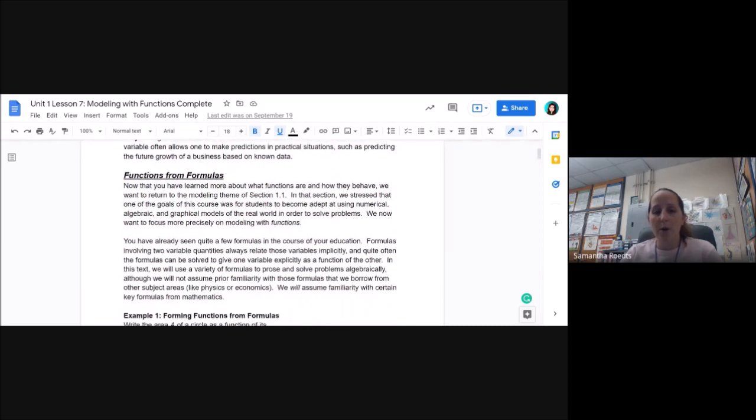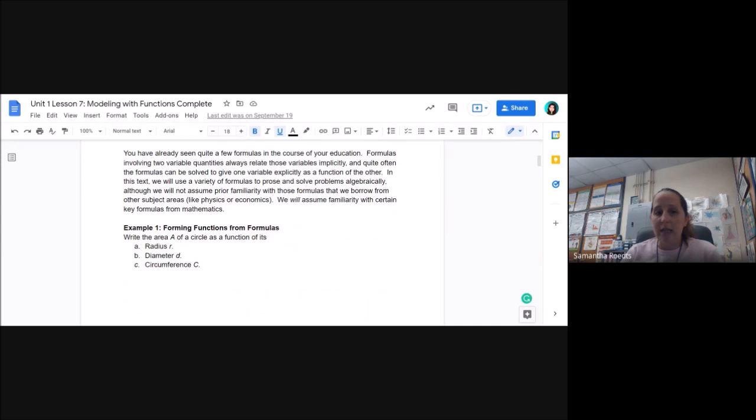So functions from formulas. Now that you have learned more about what functions are and how they behave, we want to return to the modeling theme of section 1.1. In that section, we stressed that one of the goals of the course was for students to become adept at using numerical, algebraic, and graphical models of the real world in order to solve problems. We now want to focus more precisely on modeling with functions.